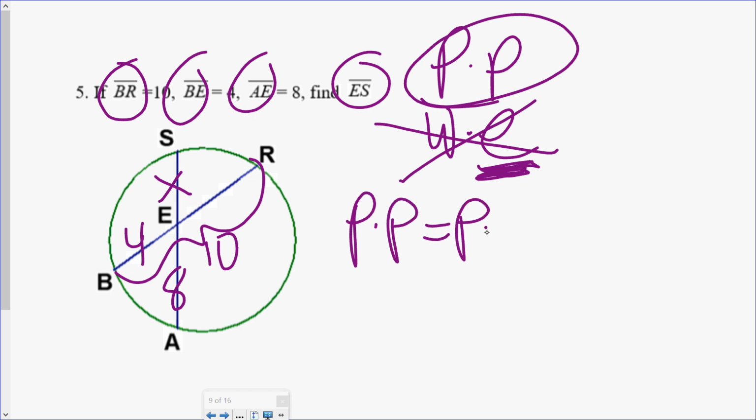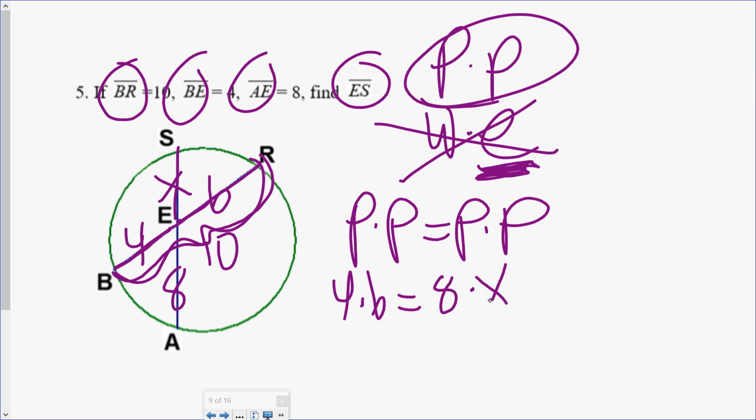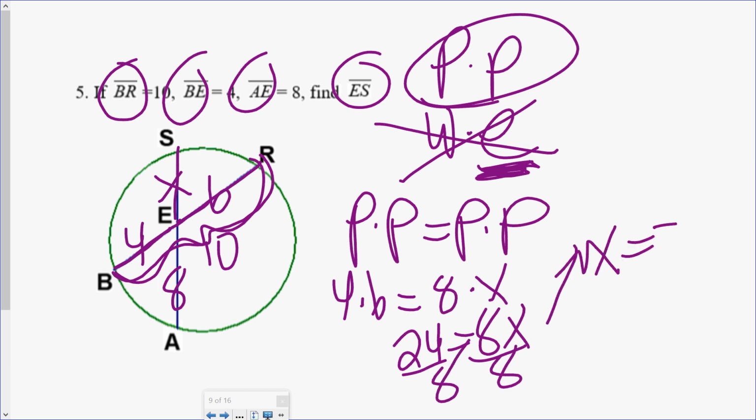Part times part equals part times part. One little twist: BR is 10. 10 is not a part, it's the whole chord. So if this piece is 4, then this piece must be 10 minus 4, which is 6. So part times part for BR would be 4 times 6. Part times part for the other chord would be 8 times x. 24 equals 8x. Divide by 8, divide by 8. x is 3. And that's it.